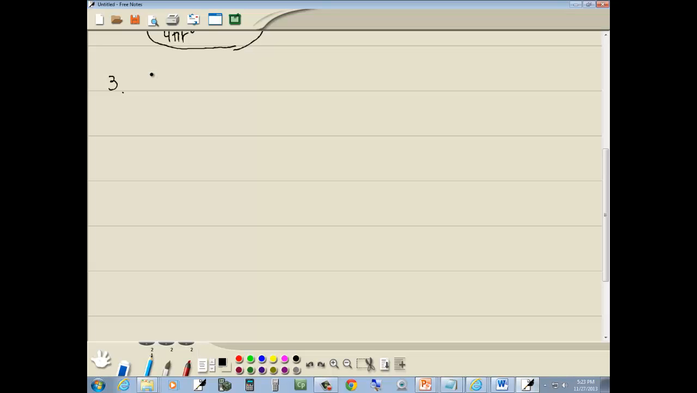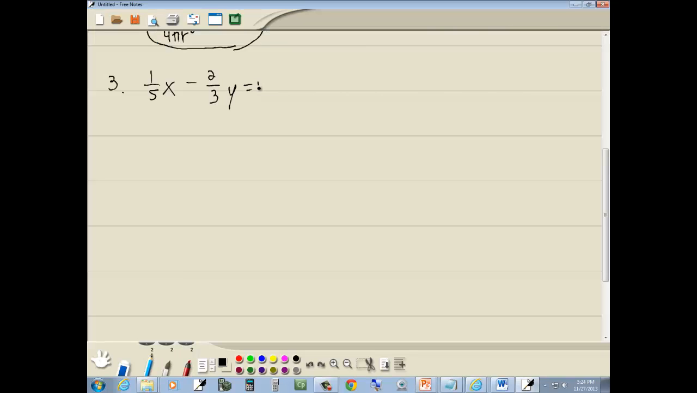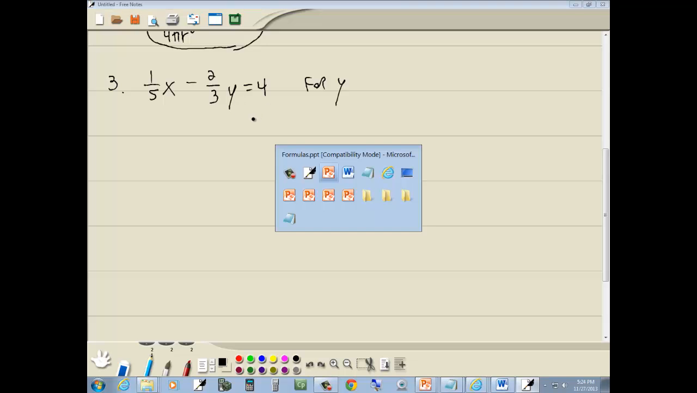Okay, so we got 1/5 x. It's tempting sometimes. You see that shortcut and you just want to take it. But minus 2/3 y is equal to 4. And we're wanting to solve that for y. Now, even though this one has numbers, this is still a formula because we've got 2 or more variables. If we just had all x's, that'd be just a linear equation.